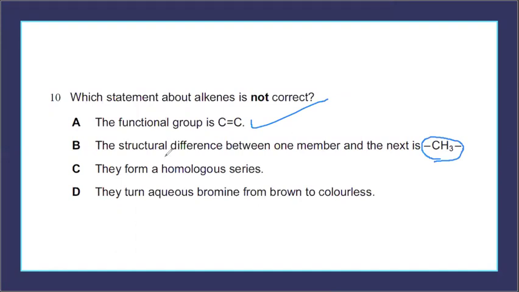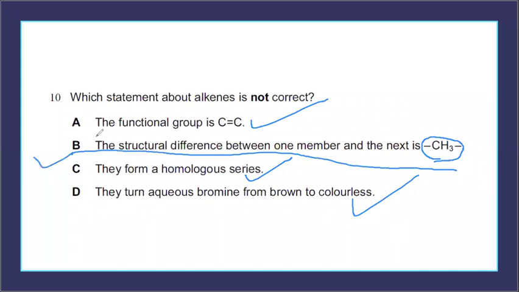They form a homologous series. Yes, they form a homologous series. And they turn aqueous bromine from brown to colorless. Yes, they turn it from brown to colorless. So that is correct. So the answer is B as in boy. That is the one that is not correct. So for number 10, the answer is B.